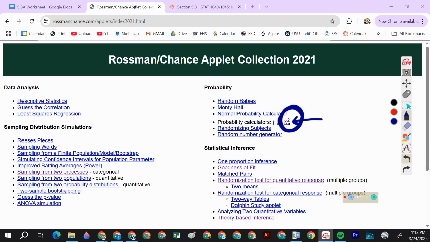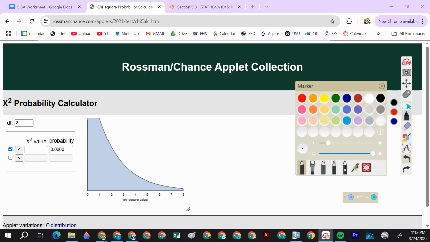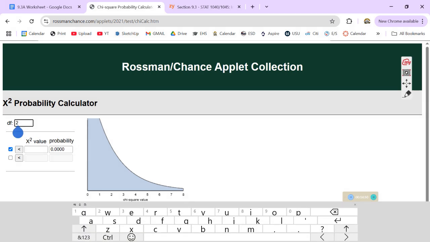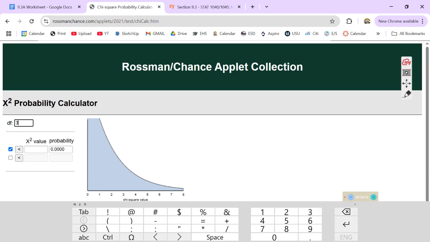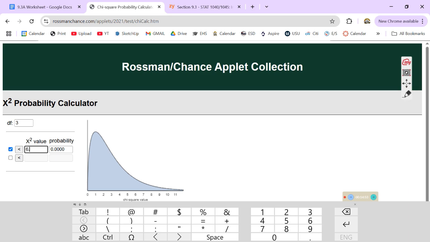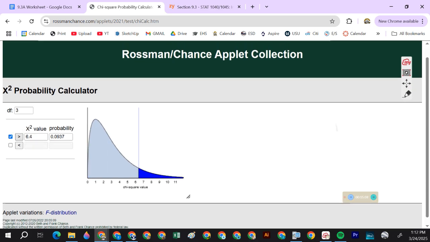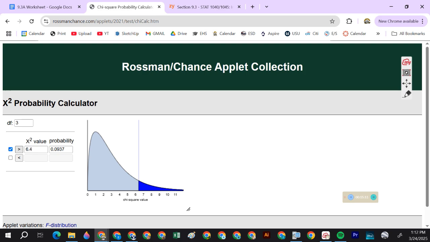So we go here, we go there, and we're going to type in 3. So we type in 3 there, and we type in 6.4. And then we have to shade, we want to go greater than. So what is our p-value? 9%. Is that what we got when we looked at the table?